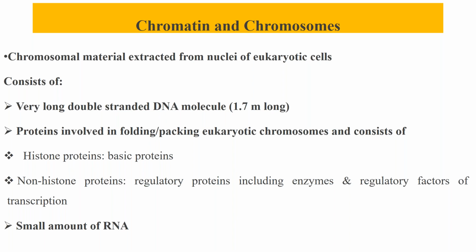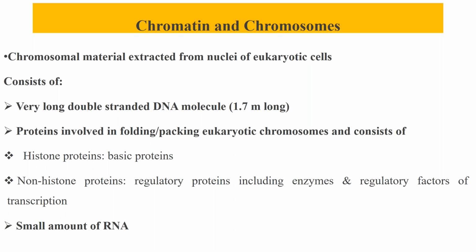Now the chromosomal material is extracted from the nuclei of eukaryotic cells, and it consists of a very long double-stranded DNA molecule which can be around 1.7 meters long. Proteins involved in folding and packing of the eukaryotic chromosomes consist of histone and non-histone proteins. Histone proteins, I will share details with you. These are the basic proteins, and non-histone proteins are the other proteins associated with the folding of chromosomes. That is, the regulatory proteins, which include the enzymes and the other regulatory factors of transcription.